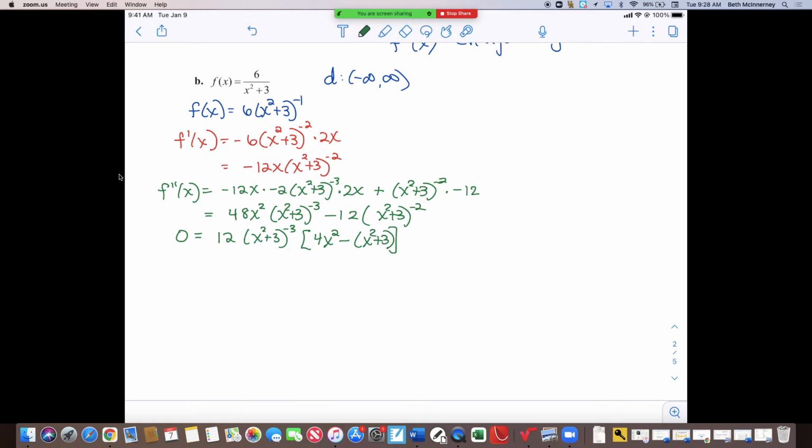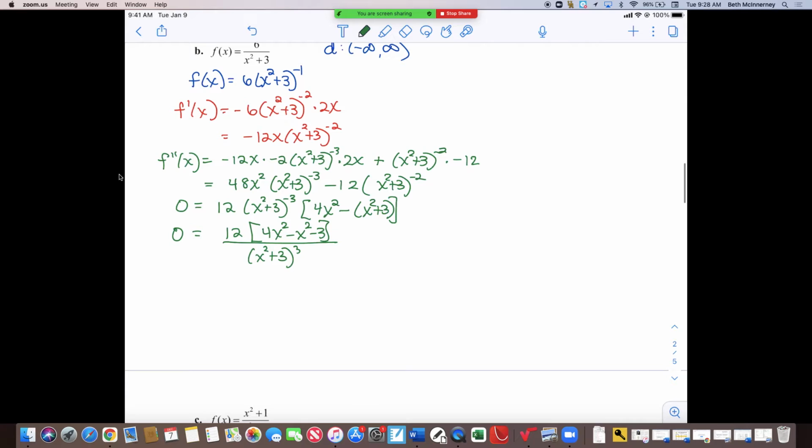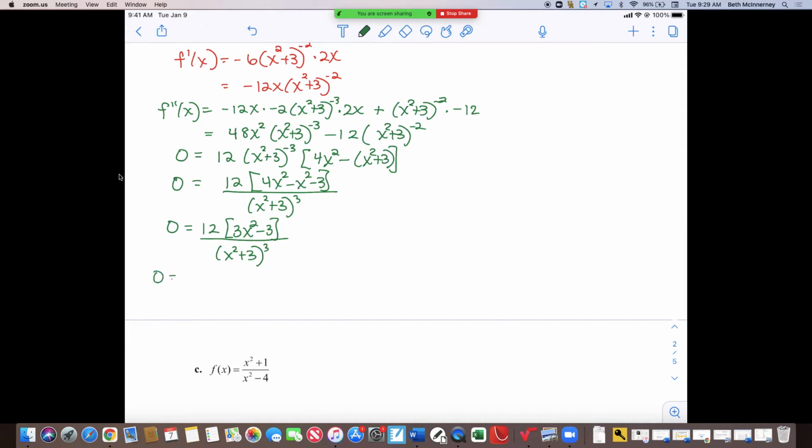All right, so now watch what I'm going to do. This will be 12, and then do you see that's 4x squared minus x squared minus 3. So that's 12 times 3x squared minus 3. Then do you see I can actually factor out the 3?